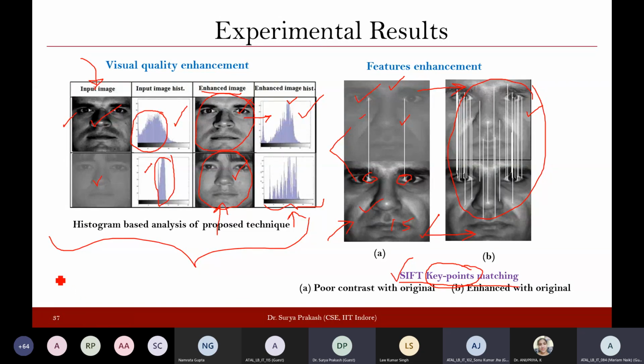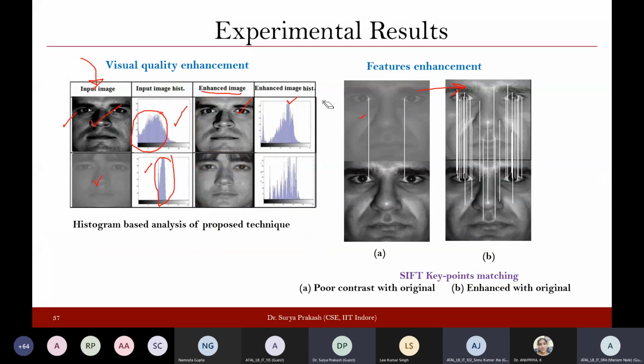Let me just clear this first. So we have two cases here. In one case we are matching a good contrast image with the bad contrast image, and in another case we are improving the quality of the poor contrast image and then performing the matching, right? So these are the two cases we have here, and these two cases are being represented there. This first case is where a poor quality image is being matched with the original image.